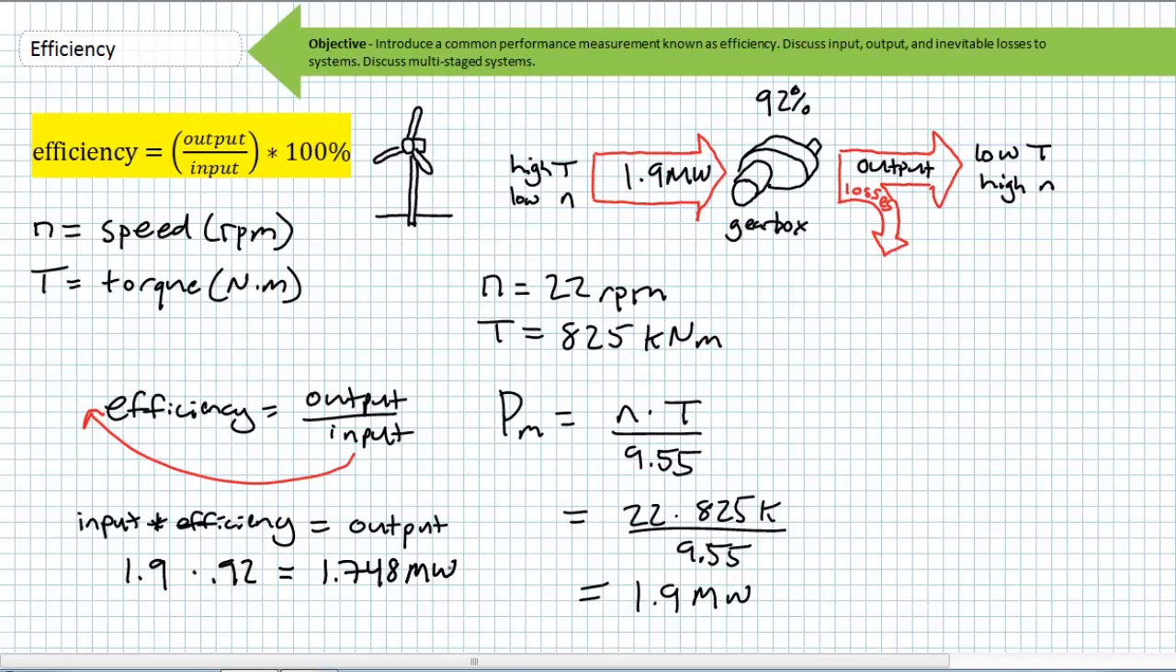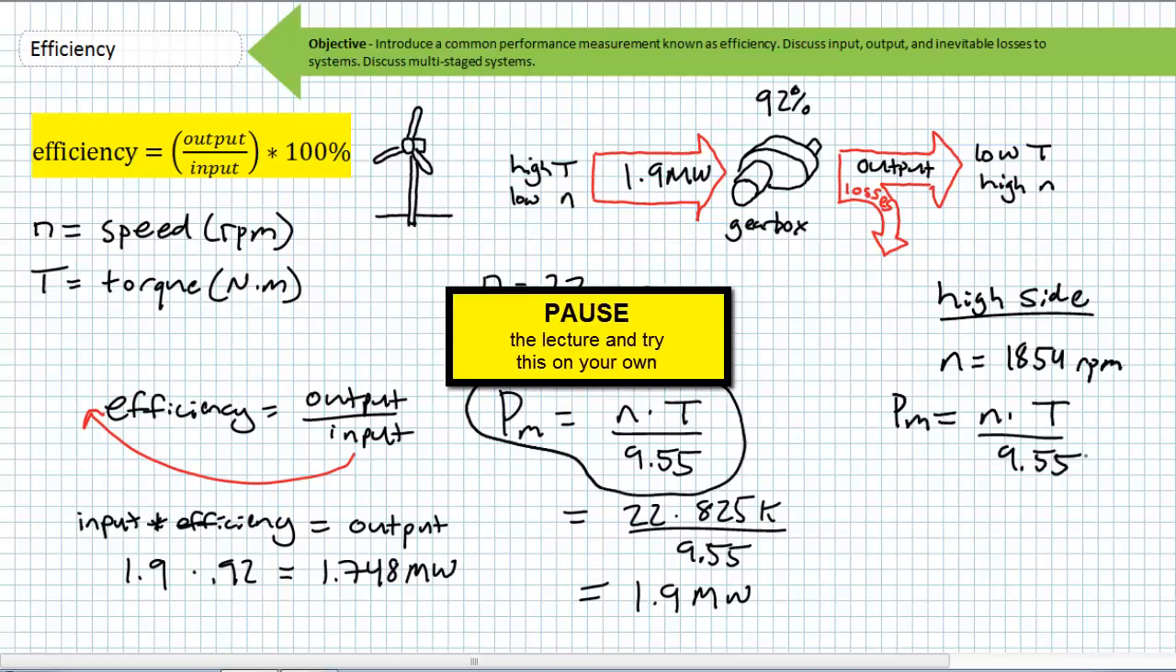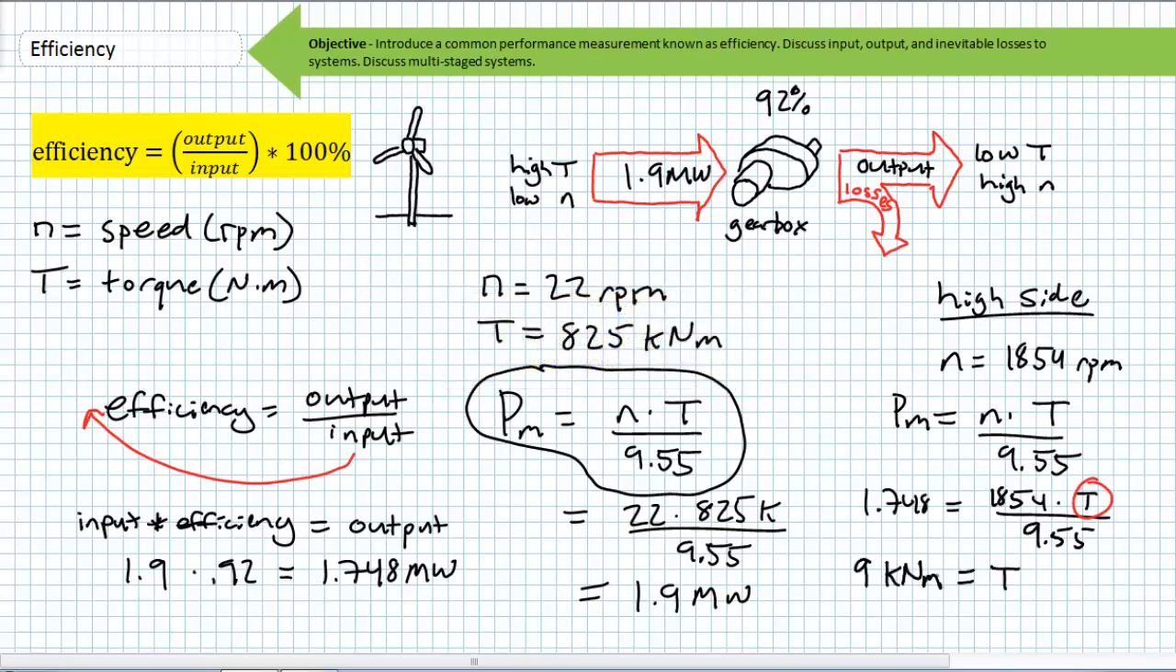Staying with this example just a little bit longer, realize this 1.748 megawatts of output mechanical power is still mechanical power. It's just a different form of mechanical power. The gearbox took the low-speed, high-torque input of the main shaft and changed 92% of it into the high-speed, low-torque output. Let's say our high-speed shaft was now rotating at 1,854 RPM. We can now use our earlier formula for rotating mechanical power to solve for the output torque. Go ahead, I dare you to try to solve for it. You should be getting approximately 9 kilonewton meters of torque.